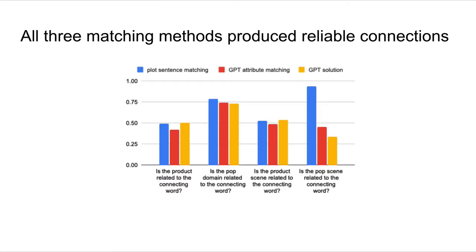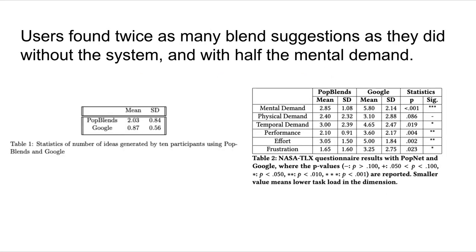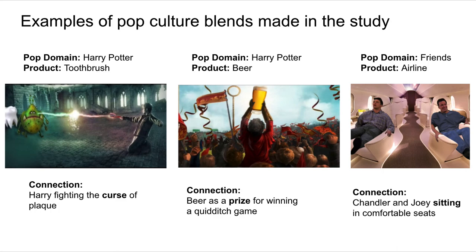All three of our methods produced reliable connections. 40 to 75% of the matches were accurately connected to the product word and to the pop culture domain. Our user studies showed that people found twice as many blend suggestions as they did without the system and with half the mental demand. Here are three examples of pop culture blends from the study.